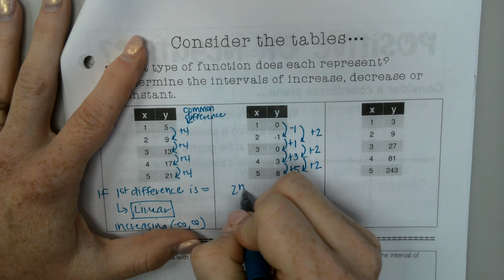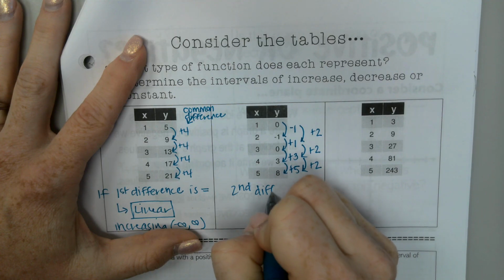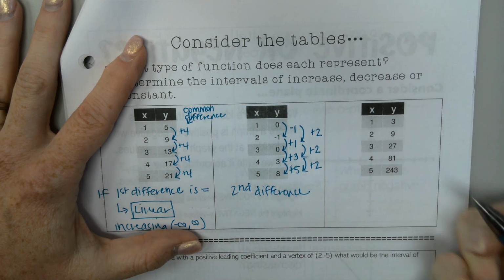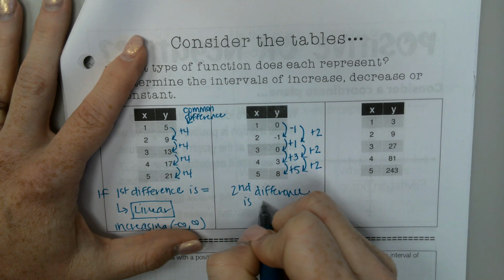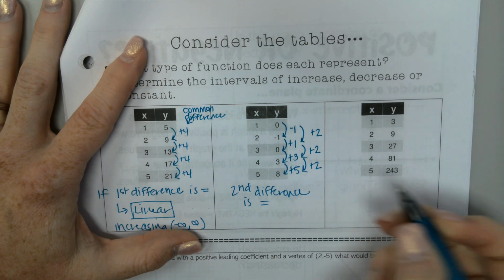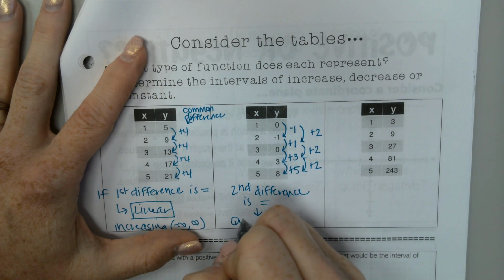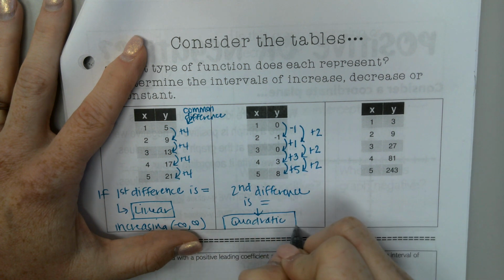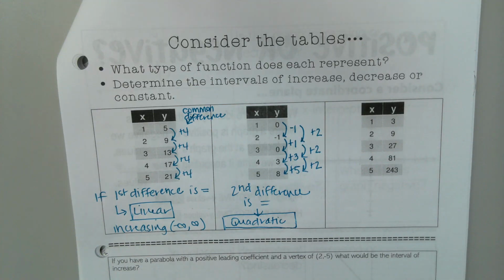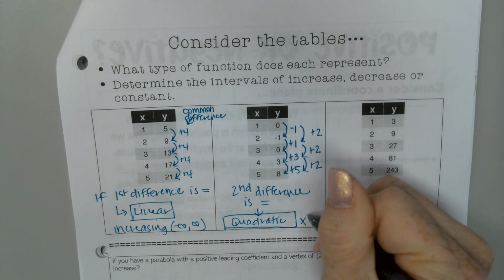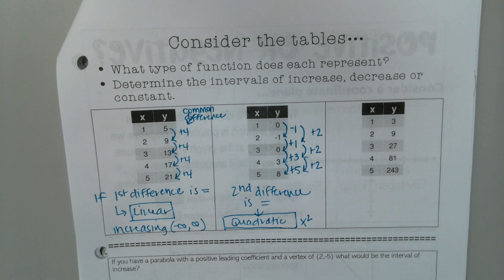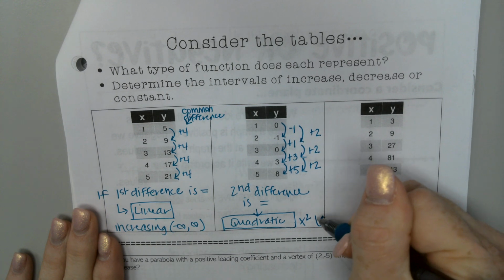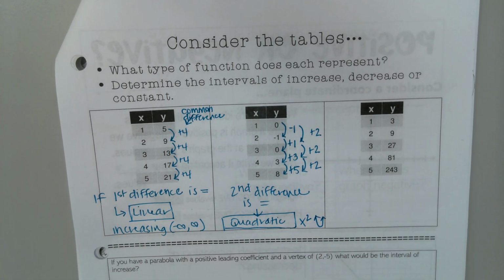This is called the second difference. Okay? So my second difference is equal. So that makes this a quadratic function. That's x to the second power, okay? X squared, which is my U-shaped graph. And therefore, we should know that quadratics, my U-shaped graphs, they have an interval of increase and decrease.